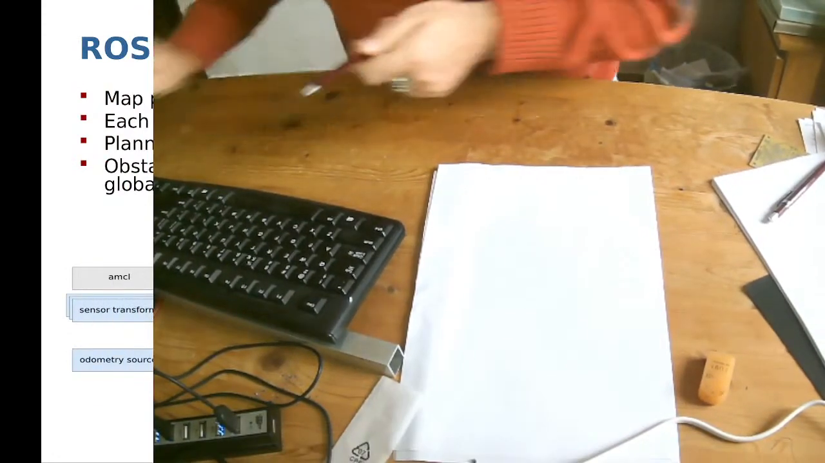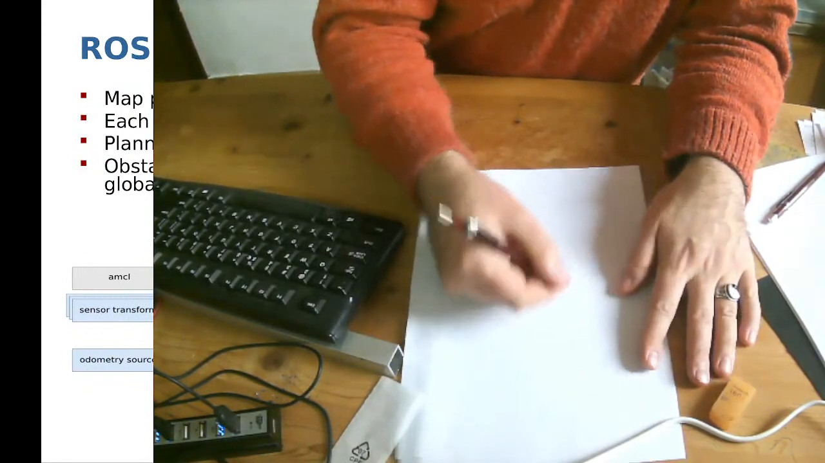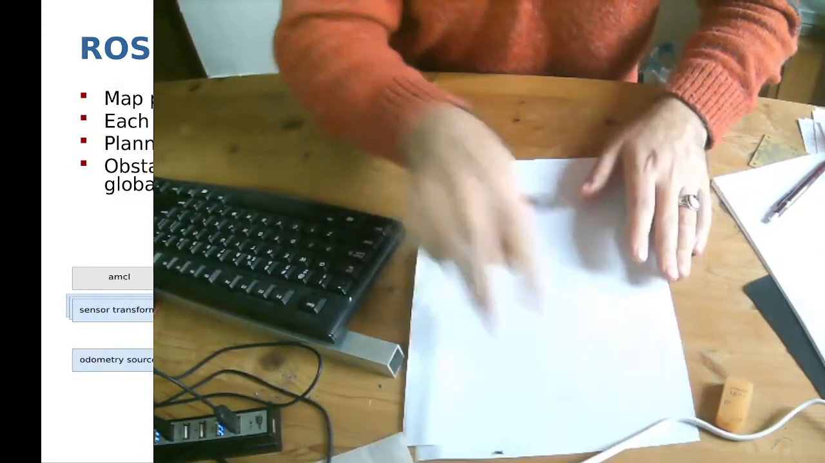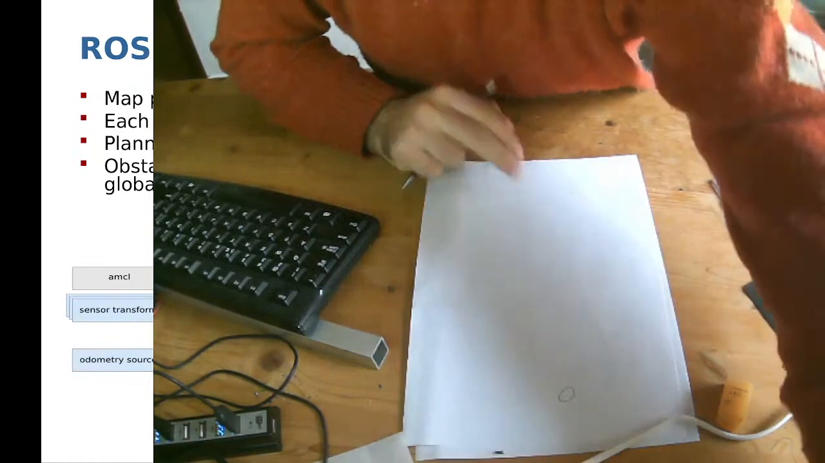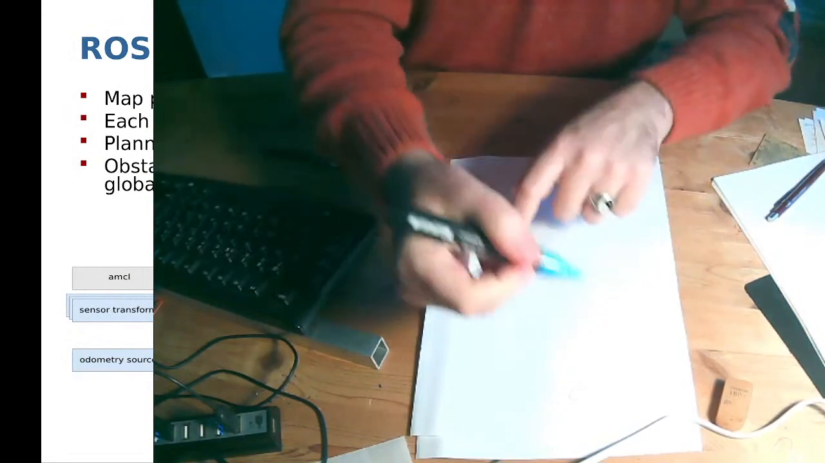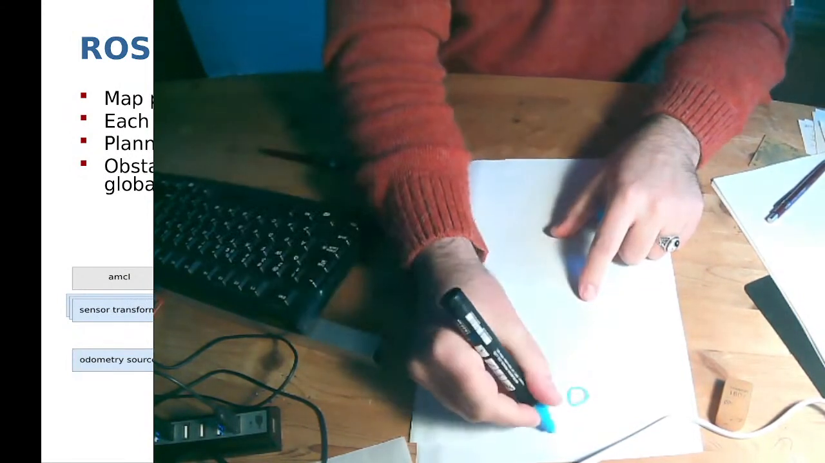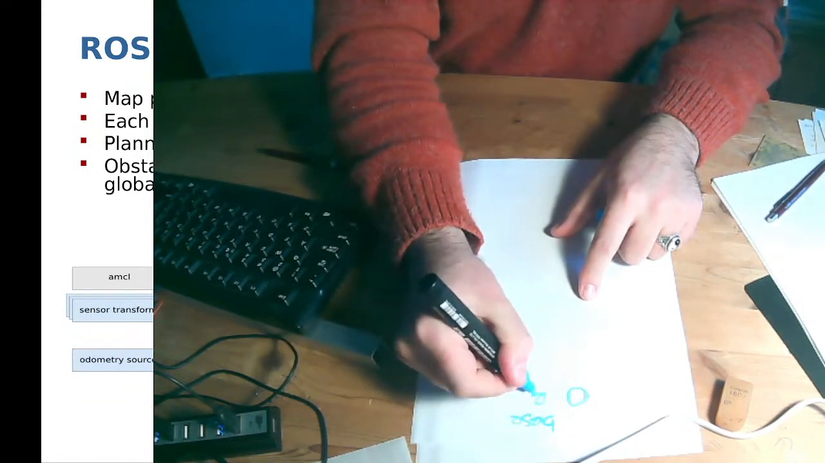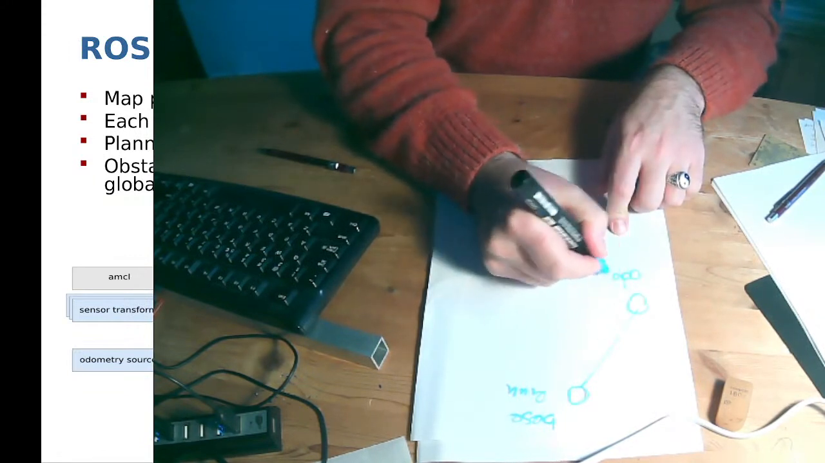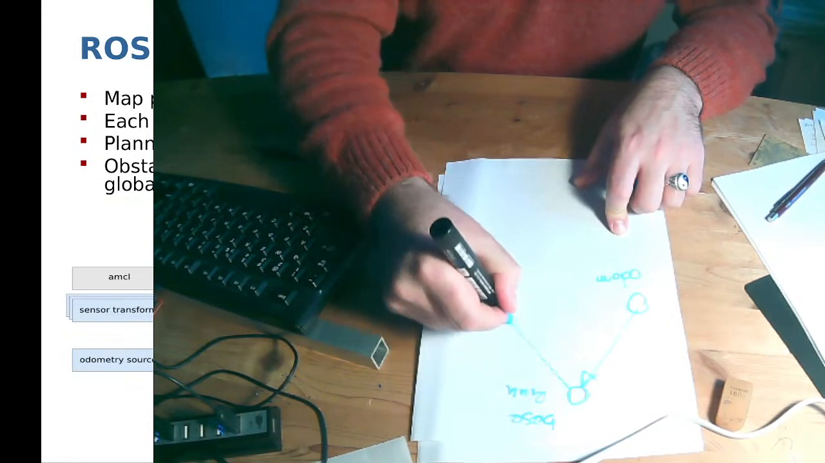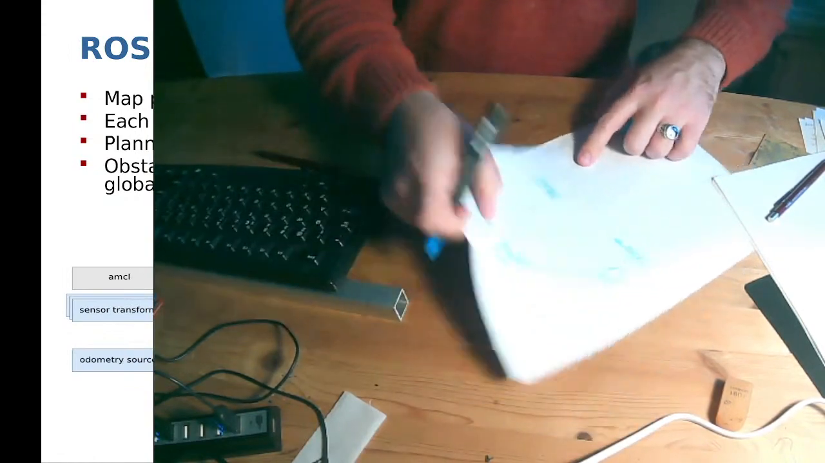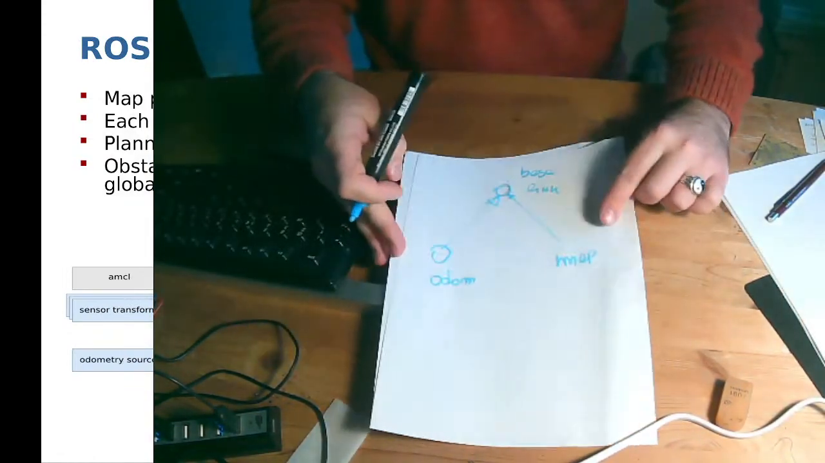Okay. Yes, you can see something. Now, I have a reference frame, which is base link. And then we have odom. And we have map. I think you see. Okay?